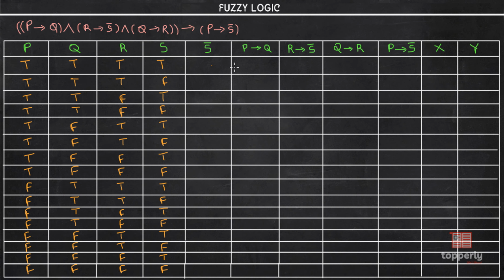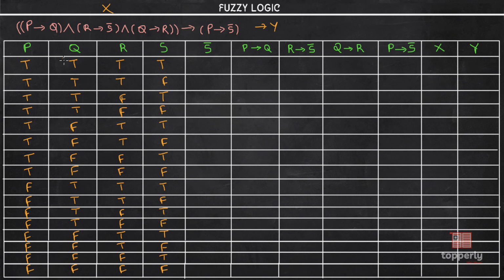So as you can see here, I have a truth table and I have our expression. I have also put the values as P, Q, R, S, S bar, P implies Q, R implies S bar, Q implies R and P implies S bar. Now for my convenience, I have depicted this part of the expression, that is P implies Q conjunction, R implies S bar conjunction, Q implies R, as variable X. And I have depicted this entire expression as variable Y. So now that we have all our values set, let us try to find out the final truth value of the given statement.